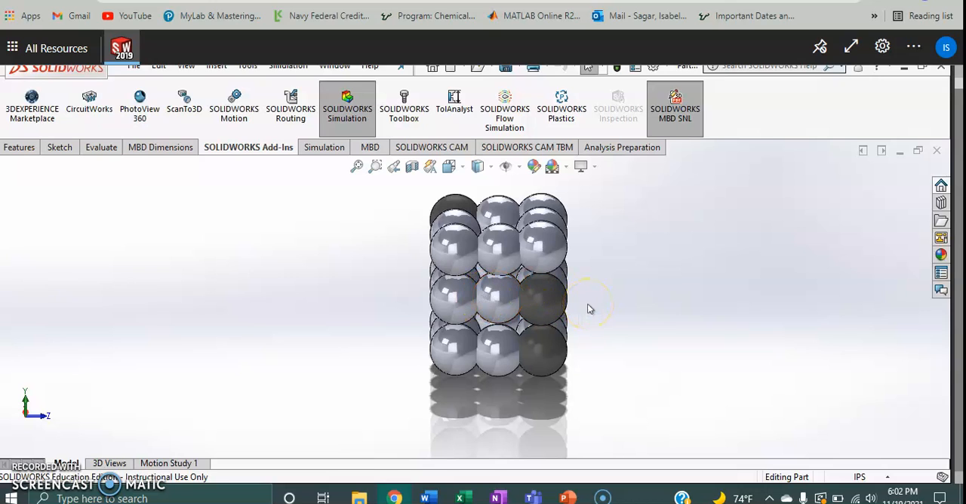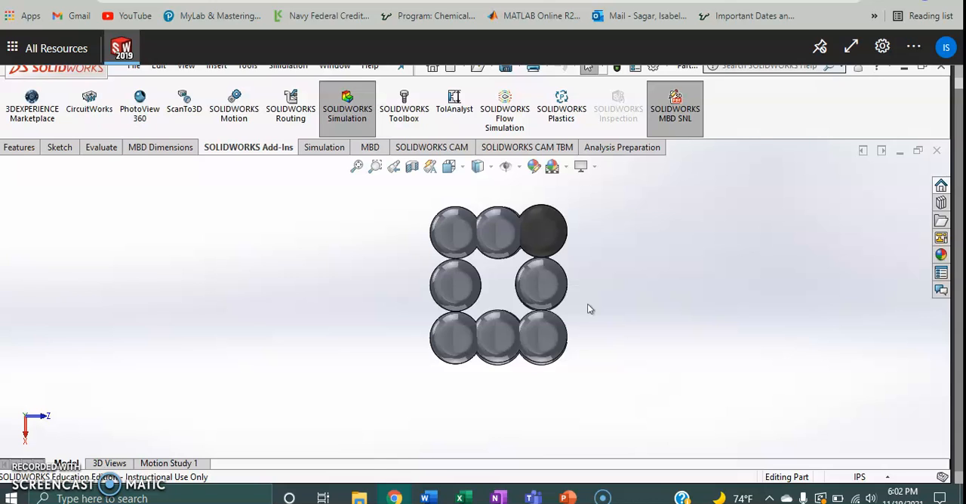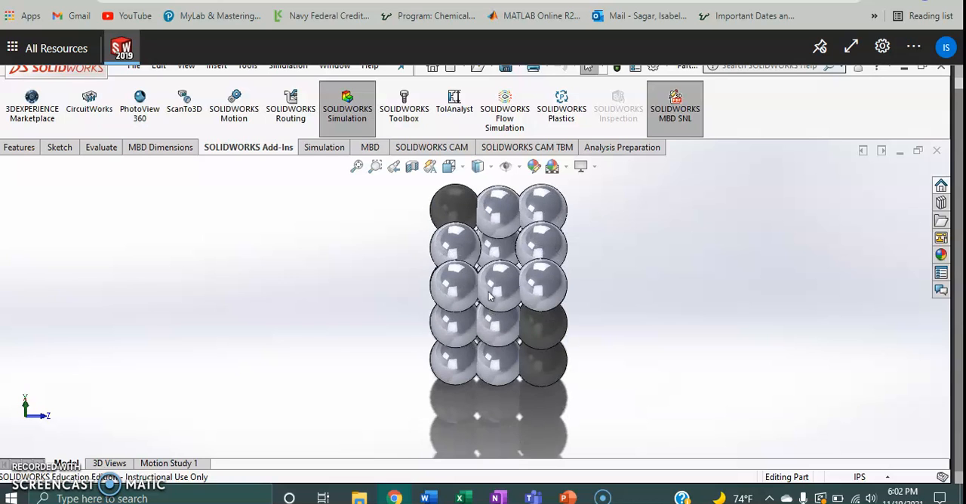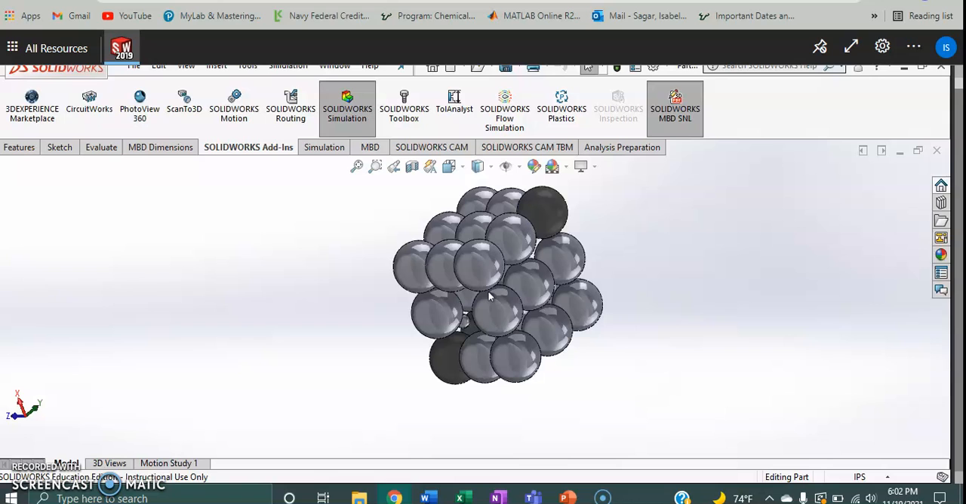Now, the last defect that I showcase here in my model is a vacant atom, which is clearly shown here, that there is no atom present, and that is a defect in this 3D model. And I will go around here so you can see all perspectives of my 3D model.